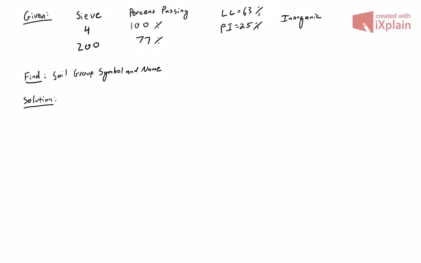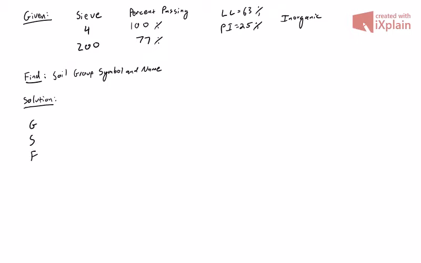All right, so this time we're asked to find the soil group symbol and name for a soil that has 100% passing the number 4 sieve, 77% passing the 200 sieve, a liquid limit of 63%, and a plasticity index of 25%. So the first thing we're going to do again is break up our soil into gravel, sand, and fines.